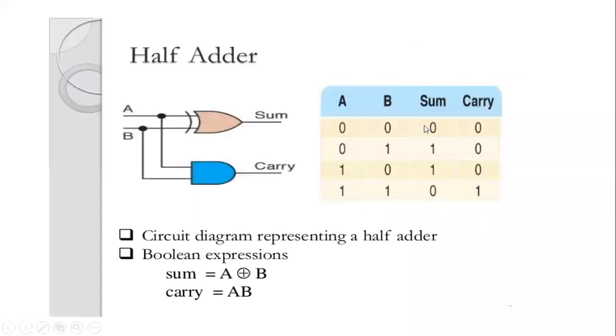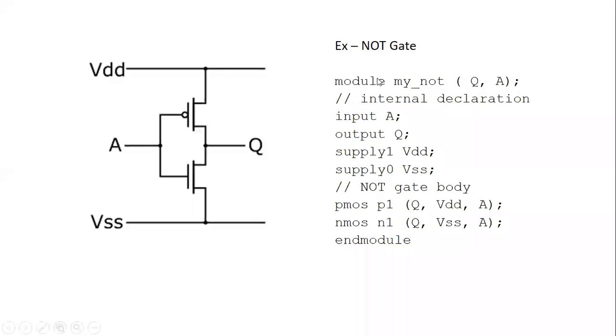In MOSFETs, for NMOS you have three terminals: drain, gate and source. The terminal where Q is written is the drain. The terminal where VDD is there is the source, and this one will be your input, the gate. So drain, source and gate.